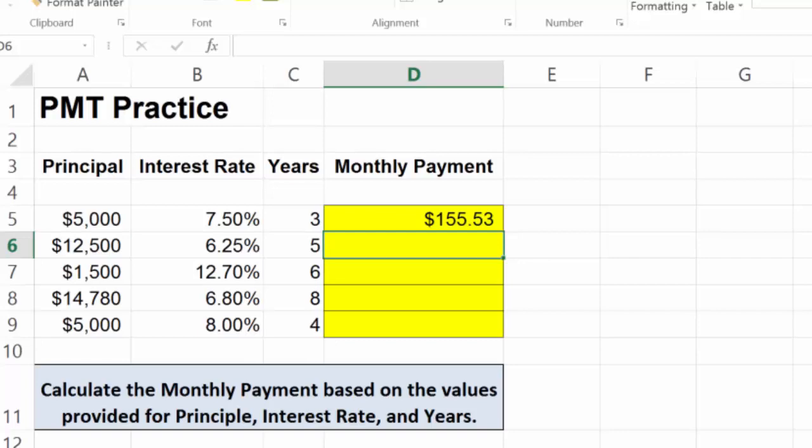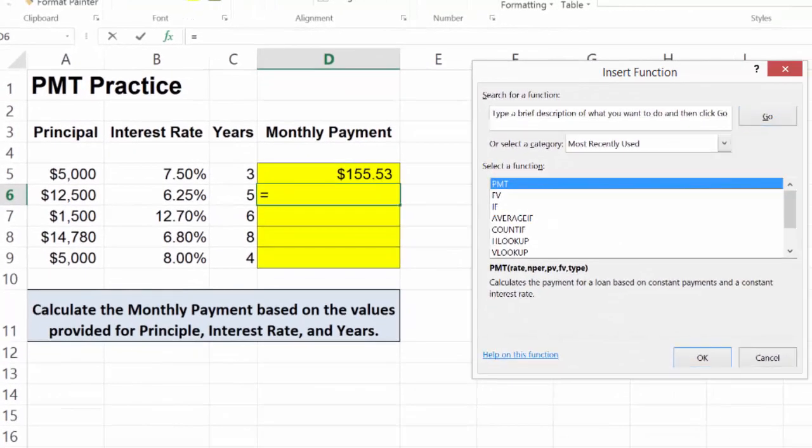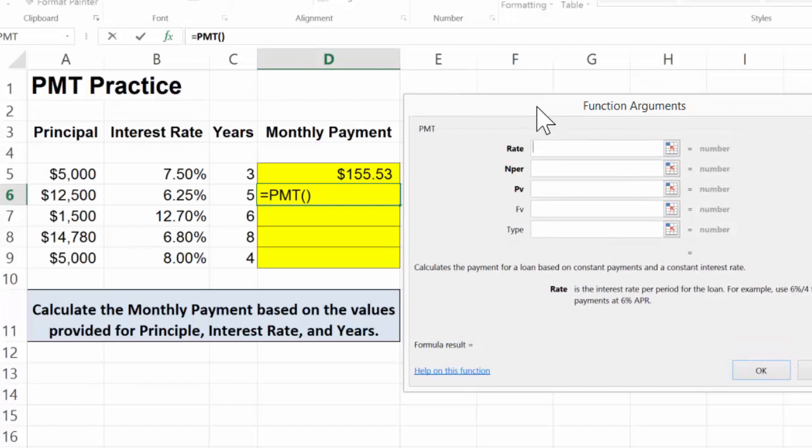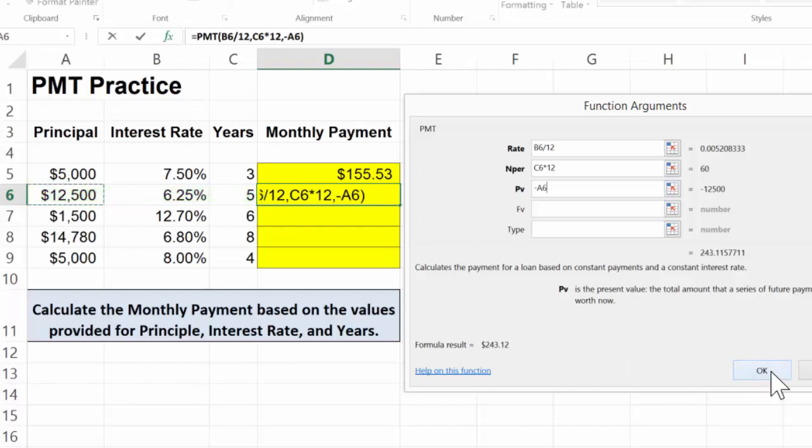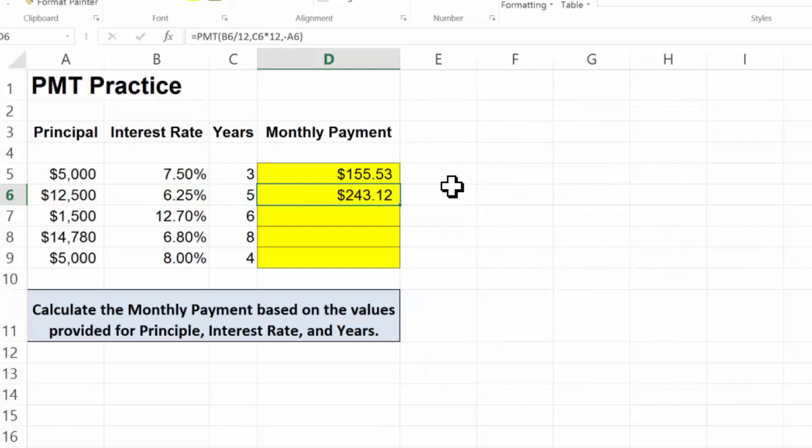Let me go ahead and do another one real quick. So I'll come up, grab the payment function, not future value. There we are. So our rate in this case, be careful to pick the right rate. Our rate is going to be the value in B6. We're going to divide that by 12. Our periods in this case will be the value in C6 times 12. And then of course I'm going to put in a negative so that I can just see a positive payment on borrowing $12,500, and we get $243.12. So I'll give you the answers for the last three.